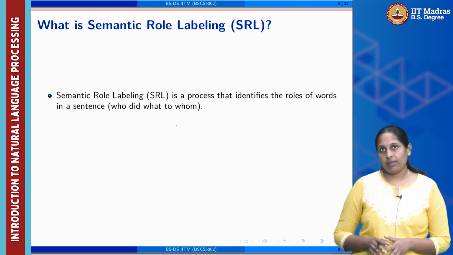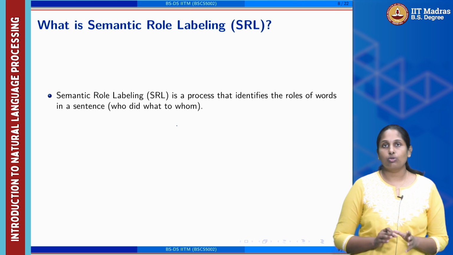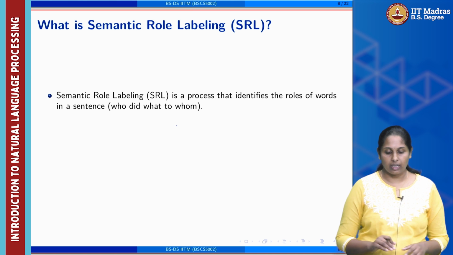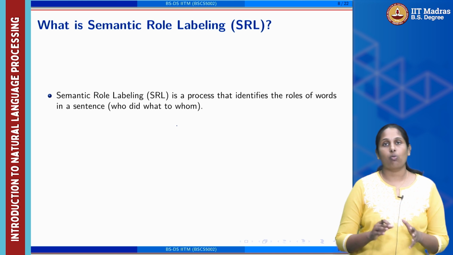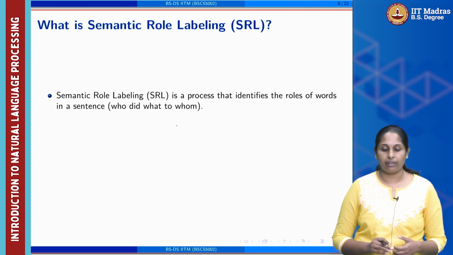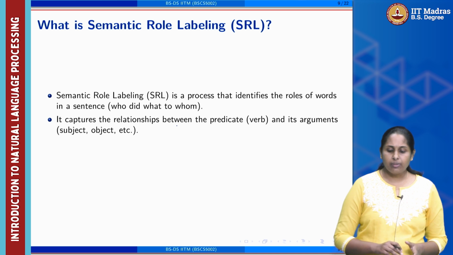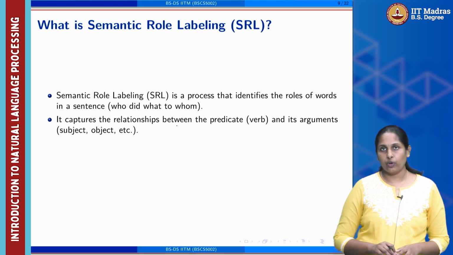So, the second type of meaning representation comes through semantic role labeling. It is a process that identifies the roles of entities in a sentence. So, who did what to whom kind of answers are obtained from semantic role labeling. It captures the relationships and also the arguments, which are kind of a byproduct of parsing.